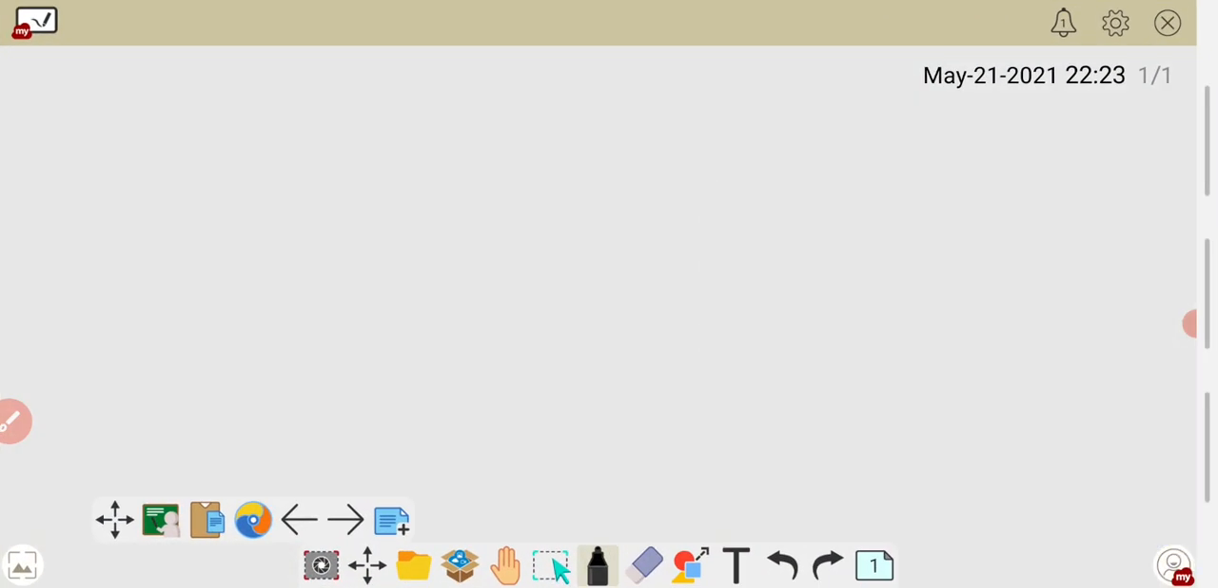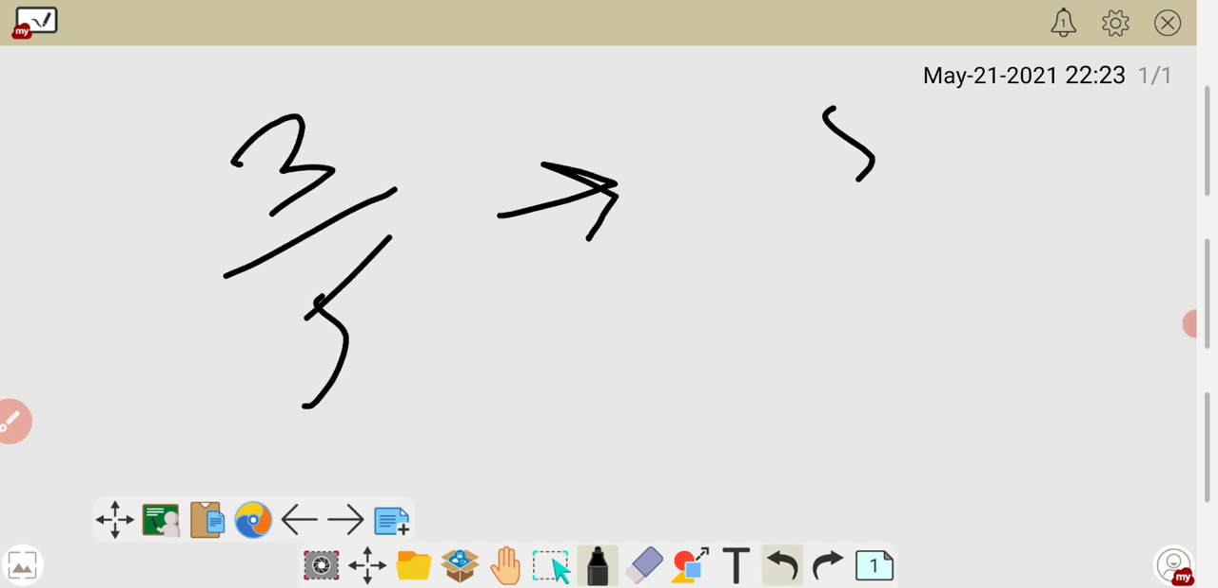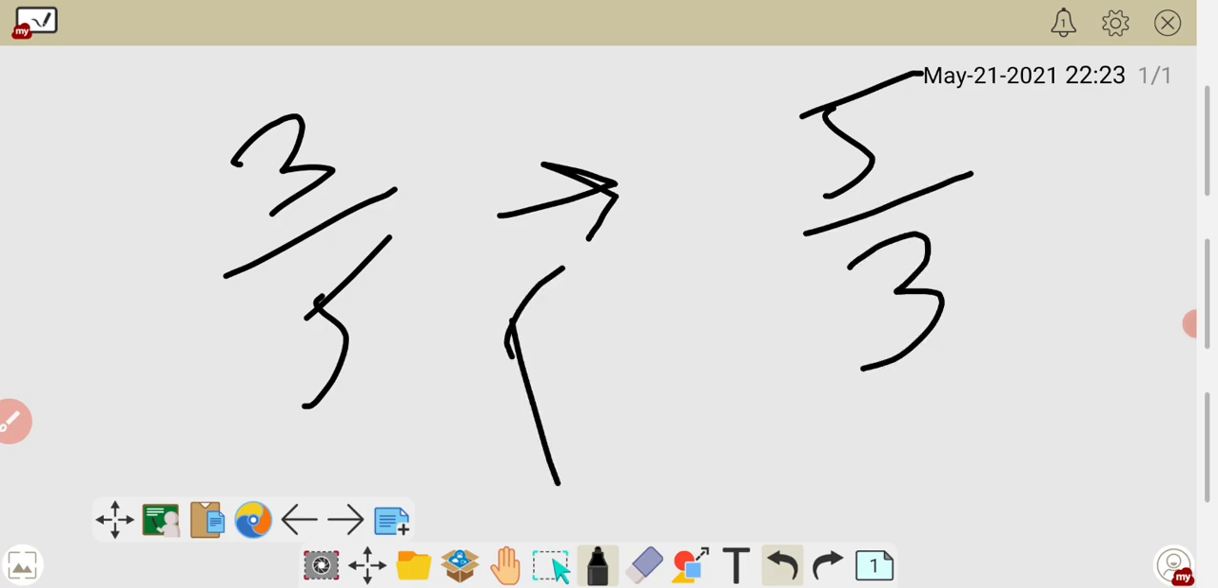Just look here. What is the meaning of reciprocal? Suppose you have a number 3 by 5. What is the reciprocal of this? You have to reverse this one. You have to write 5 by 3. This is known as the reciprocal. So how do you find the reciprocal? By reversing the number. You just interchange numerator and denominator, and you will get the reversed number.